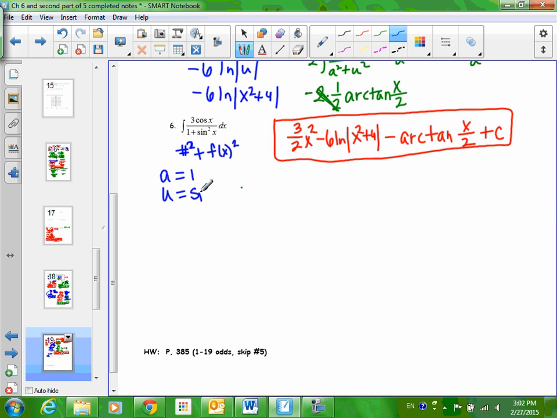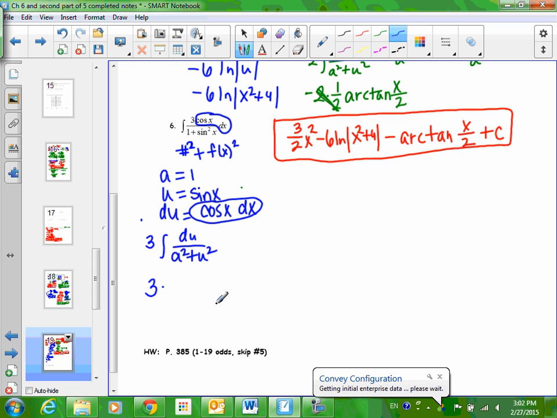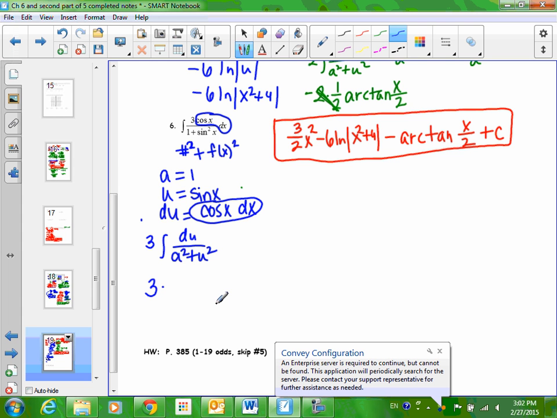Sine. Some of you look at trig and you freeze. You actually don't have to do any trig computations in this problem. All right, du then would be cosine x dx, which is right here. It works out perfectly. Okay, so the 3 gets moved to the front, of course. And the cosine x dx gets replaced with du. And the bottom is a squared plus u squared. Okay, I want you to see if you can write the final answer on this one by yourself. You can do it. Just look at the formula and follow the formula.